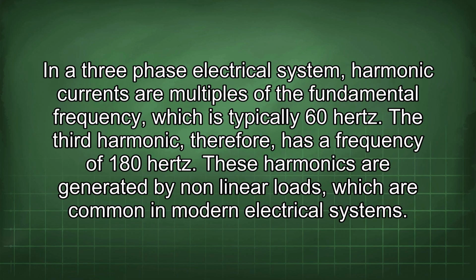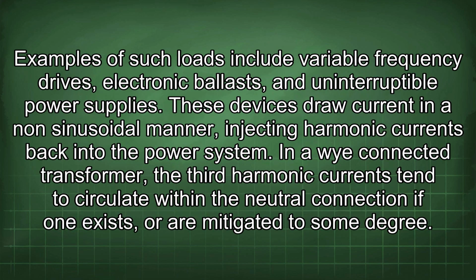In a three-phase electrical system, harmonic currents are multiples of the fundamental frequency, which is typically 60 Hz. The third harmonic, therefore, has a frequency of 180 Hz. These harmonics are generated by nonlinear loads, which are common in modern electrical systems. Examples of such loads include variable frequency drives, electronic ballasts, and uninterruptible power supplies. These devices draw current in a non-sinusoidal manner, injecting harmonic currents back into the power system.